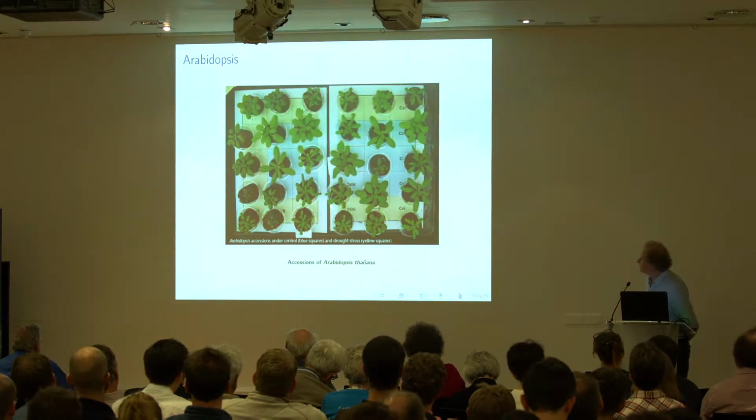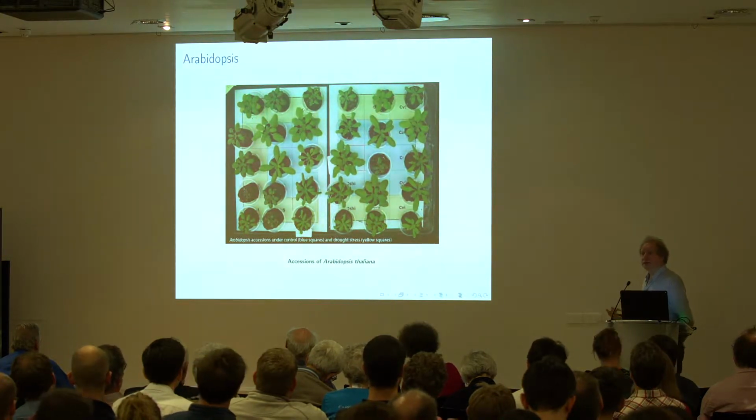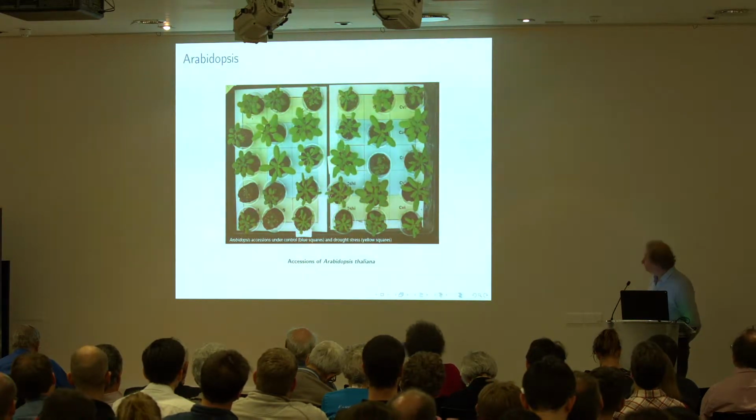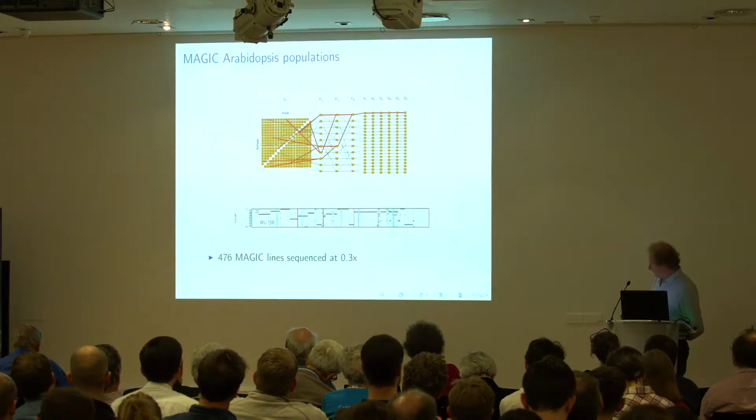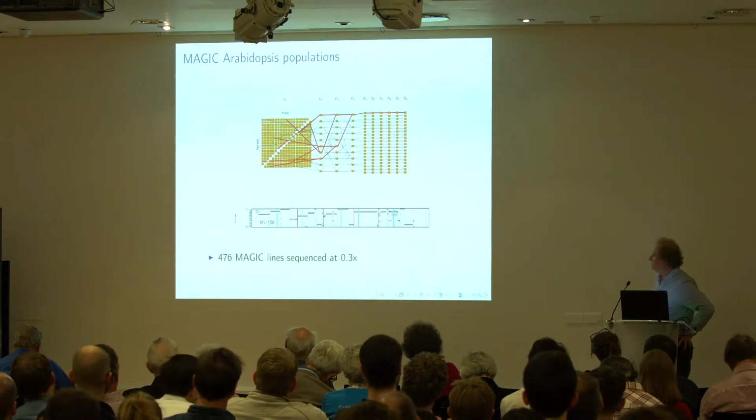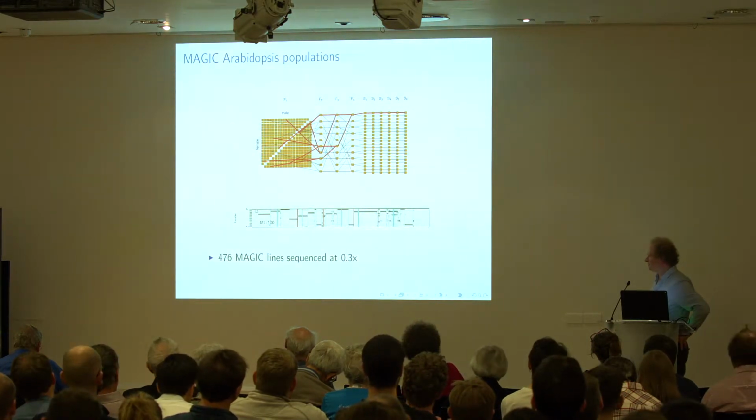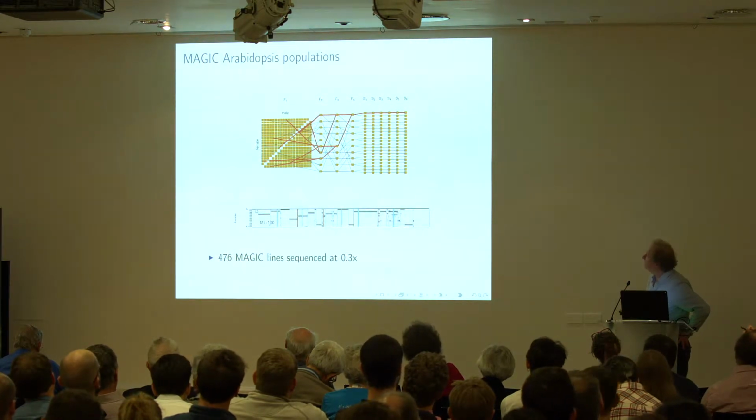These are just different accessions grown under different environments. You can see great differences in size. And it's a naturally selfing species, so it makes inbred lines very easily. So the population I work on is called a MAGIC, which stands for Multi-Parental Advanced Generation Intercross or something. I can never remember what it does stand for.